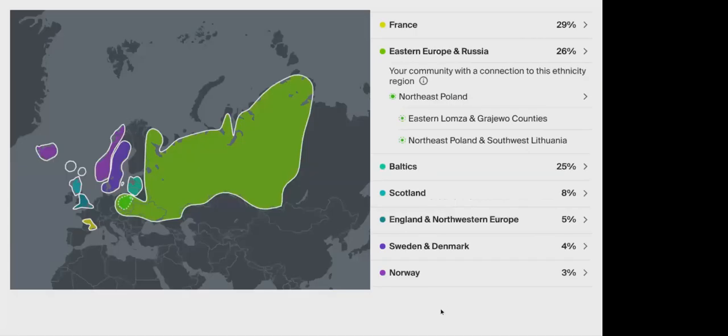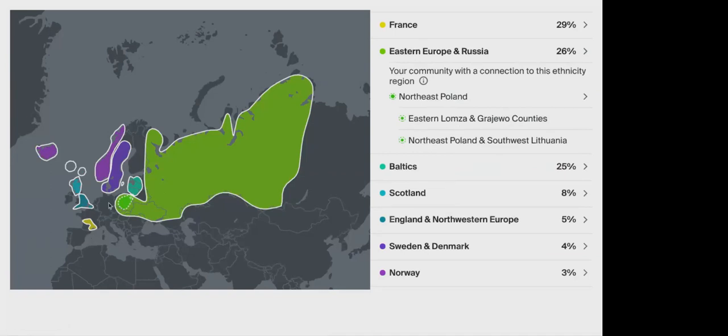So this is Marie's. Marie's family is half French Canadian and half Polish. Her father was French Canadian, her mother Polish. So what you can see here is 29% matches France, 26% Eastern Europe and Russia. That Russia is this enormous big green thing. There's this little section down here, which is what was called an area of Poland called Lumza, which we happen to know her grandmother was from.